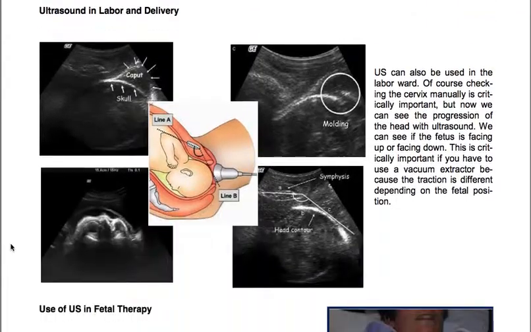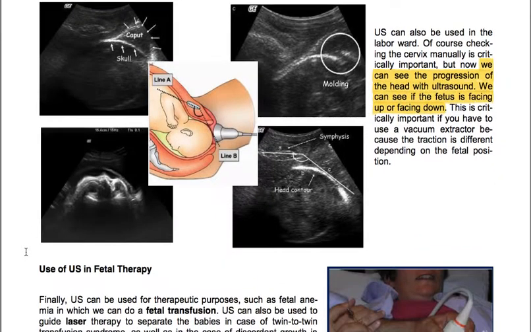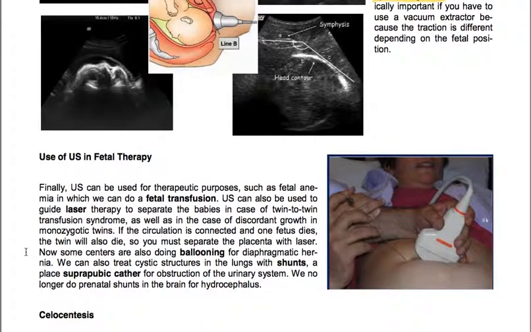Ultrasound in labor and delivery can be used also in the labor ward. Of course, checking the cervix manually is critically important, but now we can see the progression of the head with ultrasound. We can see if the fetus is facing up or facing down. This is critically important if you have to use a vacuum extractor because the traction is different depending on the fetal position. Use of US in fetal therapy.